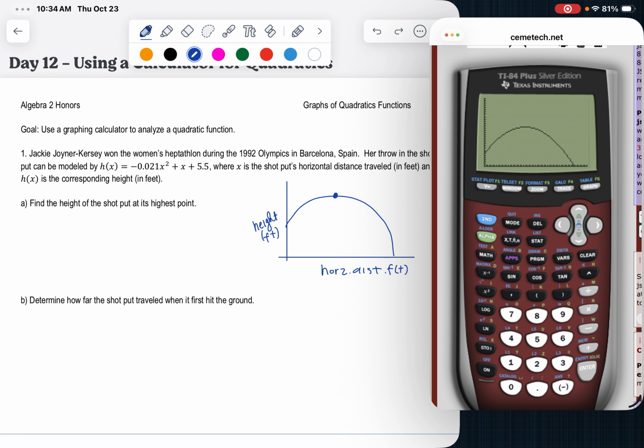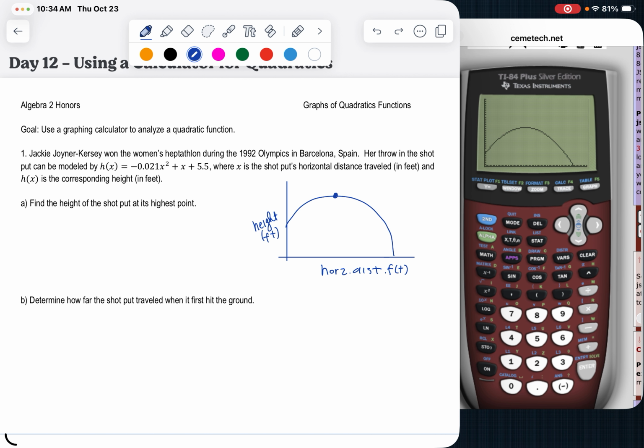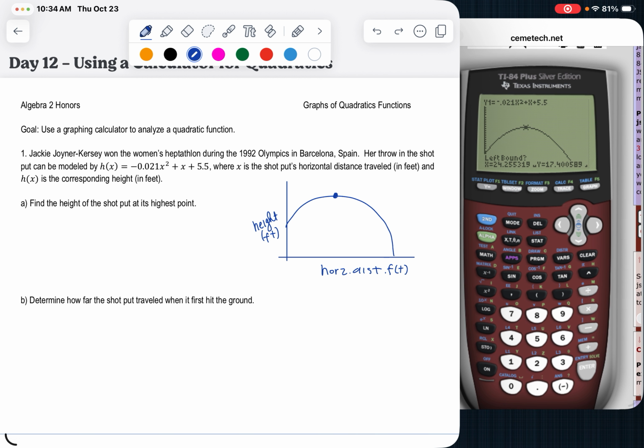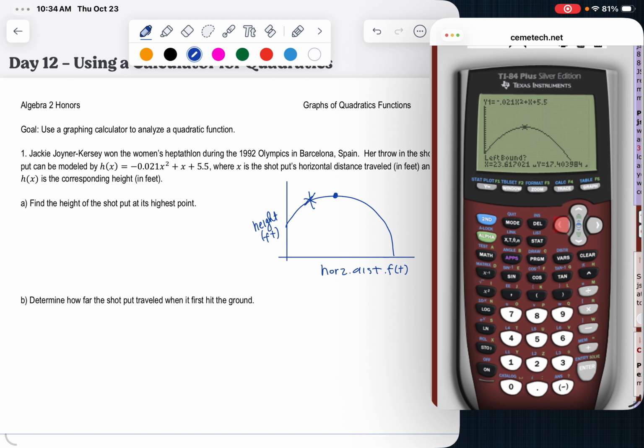I now need this point right here. Remember, that's called the vertex, and it's also the maximum of the graph. So to find that, I'm gonna hit second, trace. Option number 4 is maximum. And then I have this flashing cursor here. I need to be to the left of the maximum first because it asked me for a left bound. So I want this flashing cursor somewhere over here.